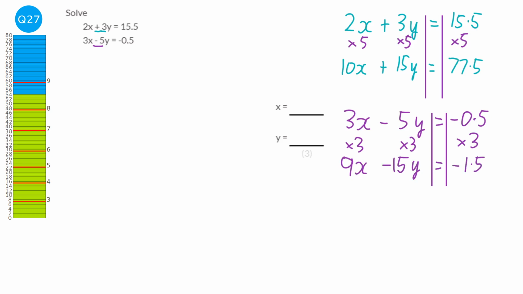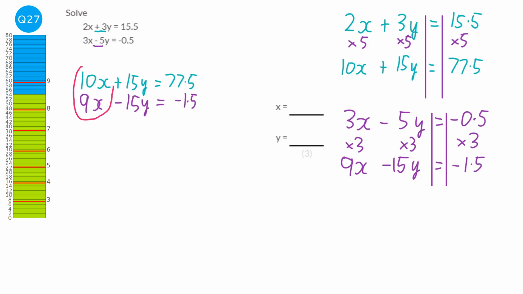So when I put these two new equations next to each other, so we've got the 10x plus 15y equals 77.5, and we've got the 9x minus 15y equals minus 1.5. And if I draw my circles in going downwards, because simultaneous equations are all about working downwards, I've got to work out how to get rid of the y's, because that is my objective, is to get rid of those y's.